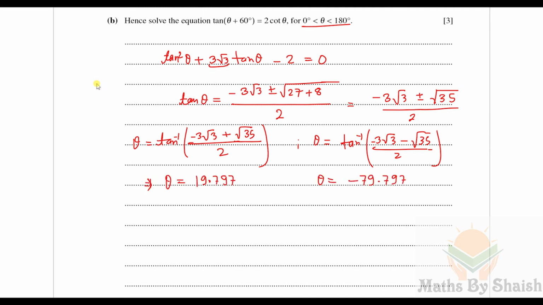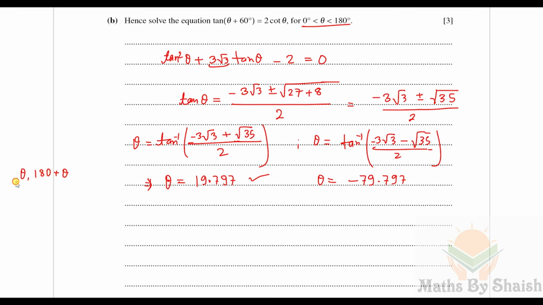So from the calculator, let's calculate these values. This theta is 19.797 and theta from here is going to be minus 79.797. Since we require the angle between 0 and 180 degrees, this one is acceptable, but this one is not acceptable, so we will check for the other angles from the tan. For any tan theta, the other angles are going to be either 180 plus theta or theta only.